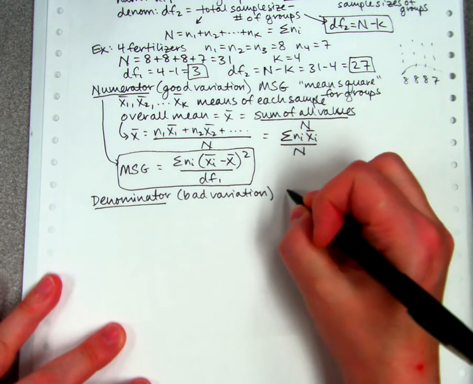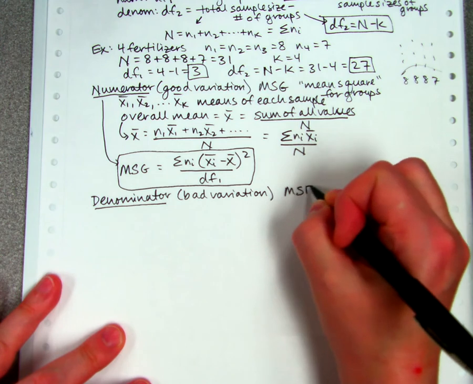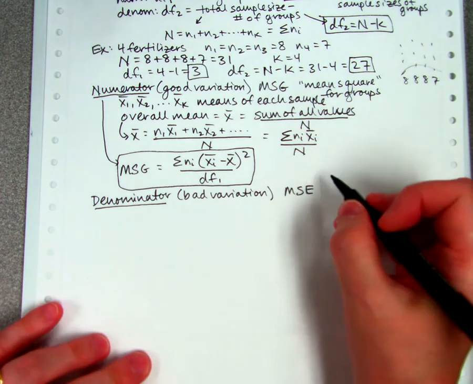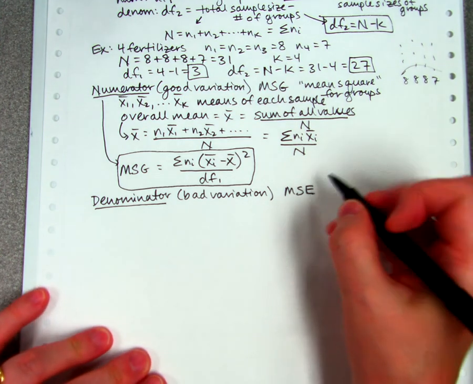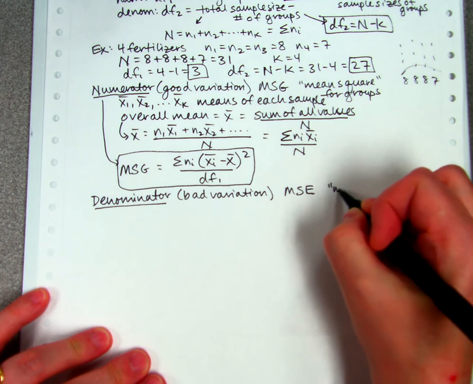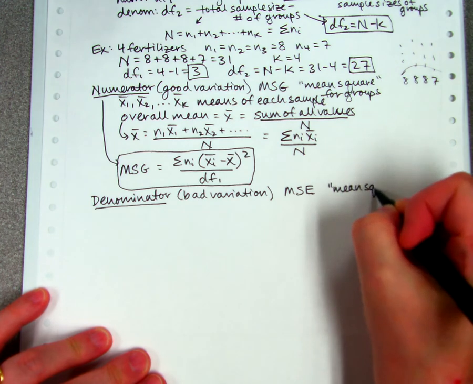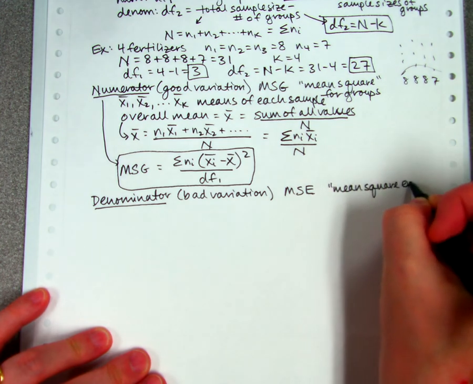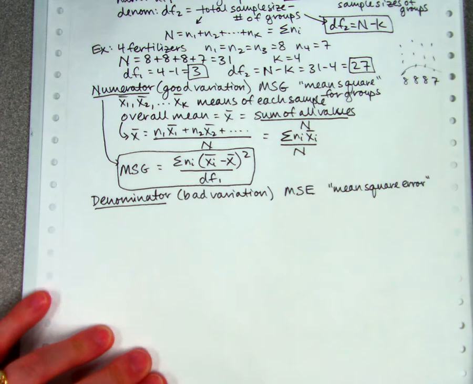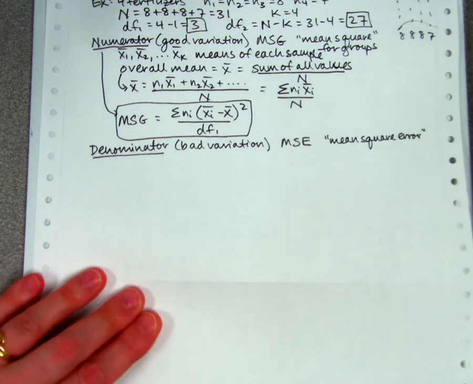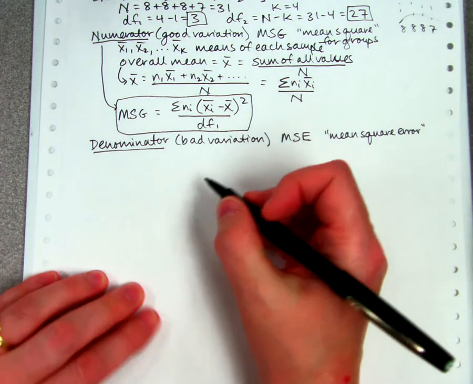Bad variation is called MSE, and E stands for errors, or how far off something is from what we want it to be. Errors reminds me of residuals. It's kind of like residuals, except in a totally different context.